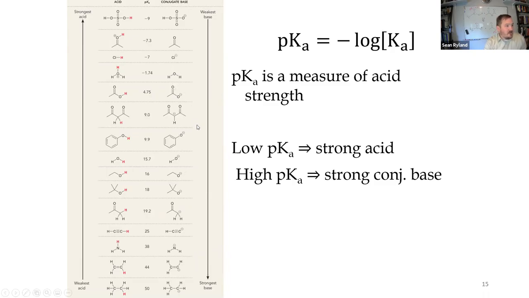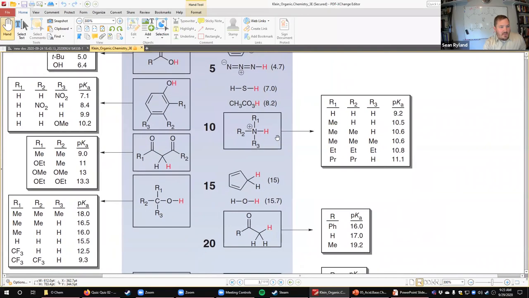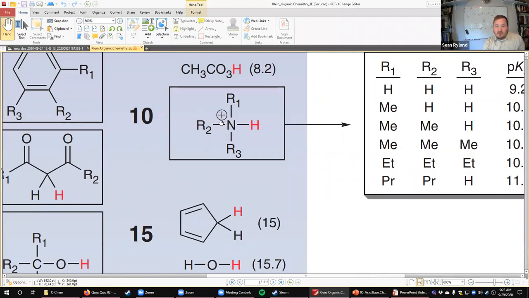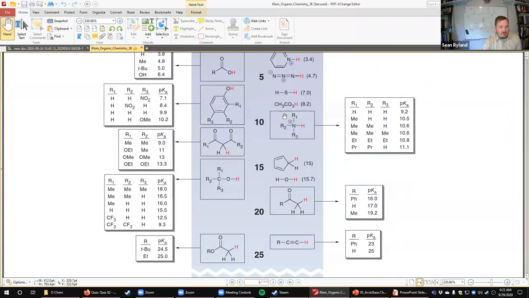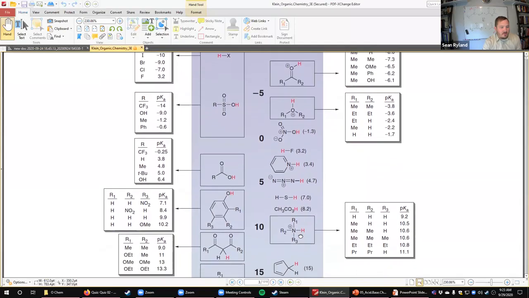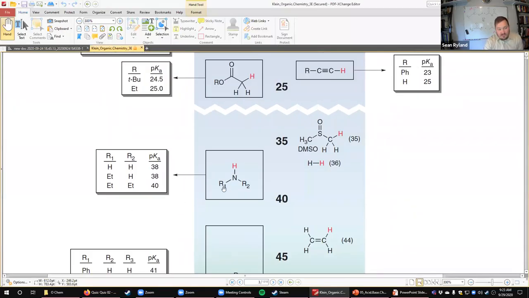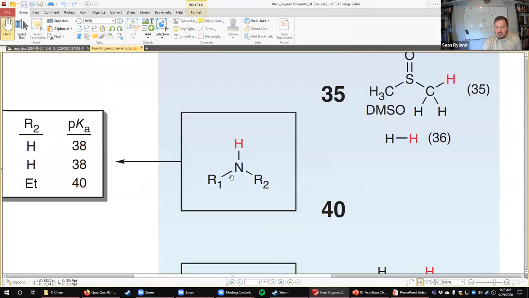So for instance, let's see if there's any good examples on here. Go back to the textbook. If you look at these protonated amines, these are what are referred to as quaternary amines because they've got four things attached to them. They all have a pKa value of around 10. But the pKa for taking a hydrogen off of an amine that's not charged is going to be up between 35 and 40 as opposed to being around 10.